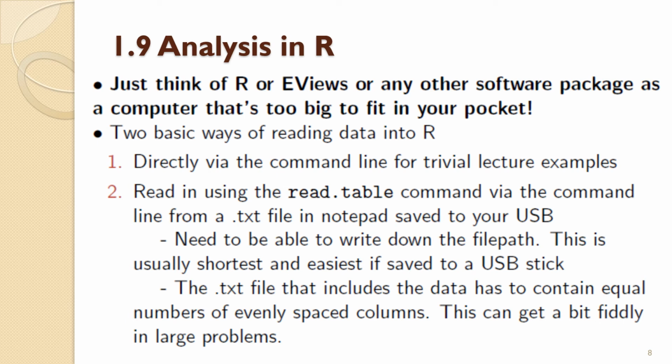The reason for this is, like a robot, you need to tell it exactly what to do. So as part of that, in order to use this read.table command, you need to write down the file path. It's usually shortest and easiest saved to a USB stick. The longer this file path is, the more likely you are to make a mistake. The shorter it is, the easier it is. So the easiest, if you use a USB stick, is to make this as short as possible. And then the .text file has to have equal numbers of evenly spaced columns, which is an important consideration and can get a bit fiddly on occasion.